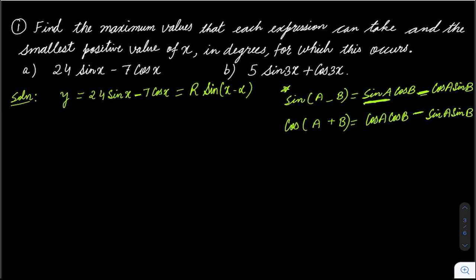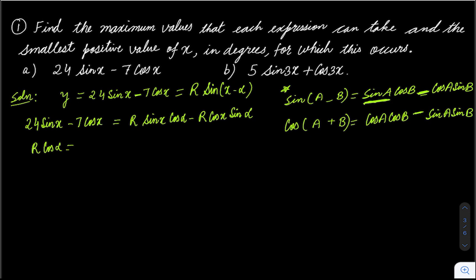Okay, so I have converted this. So what we do after this is we simplify this little bit and compare coefficients. So 24 sin x minus 7 cos x is equal to, we multiply this, right? So this will become r sin x cos alpha minus r cos x sin alpha. And then in the next step, we will compare coefficients. So from this, I can say my r cos alpha value is nothing but 24. And what is the cos x coefficient? That is r sin alpha is equal to 7.